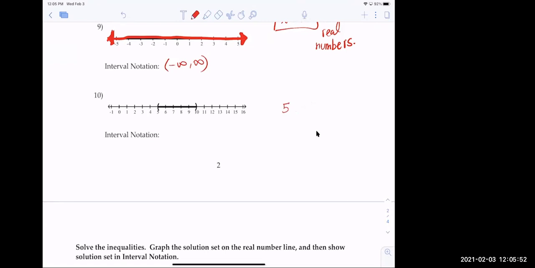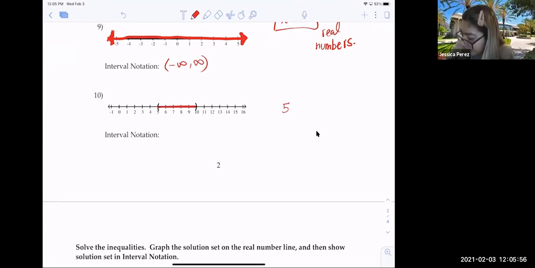It says that X lies between 5 and 10. Yes. And they both have a strict inequality. So X is in between 5 and 10, so it's saying 5 is less than X, but X is less than 10, right? It lies in between 5 and 10. That's what it means, okay?